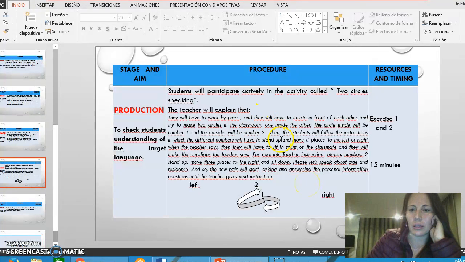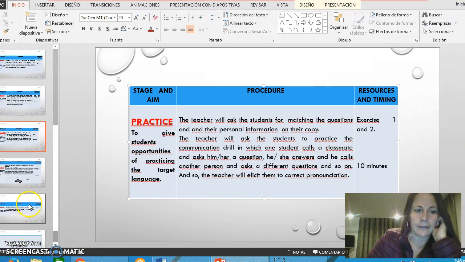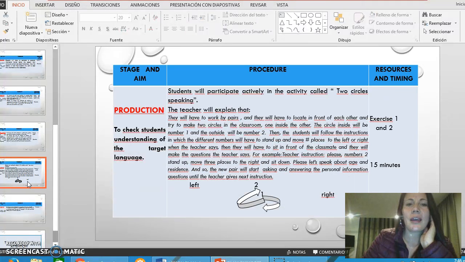So the activity is based on exercises 1 and 2, and we have 15 minutes for this part of the activity. So, excuse me, I'm going to explain the activity. I think that it is a controlled speaking activity or communicative activity. Students will have to work in pairs, and they will have to locate in front of each other and try to make 2 circles in the classroom, one inside and the other outside, with the numbers 1 and 2.